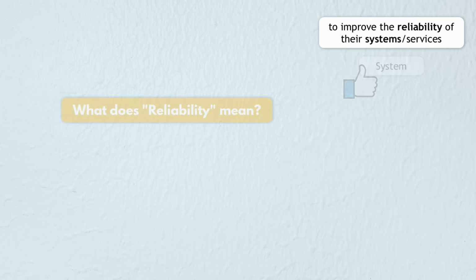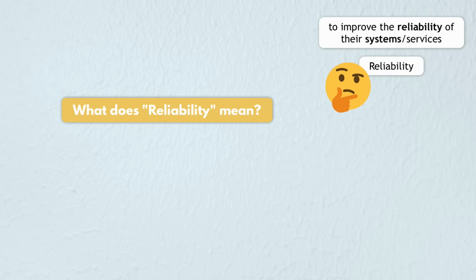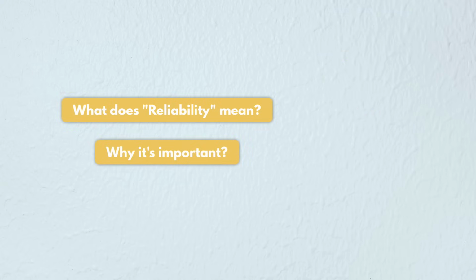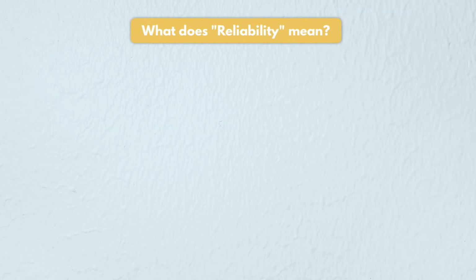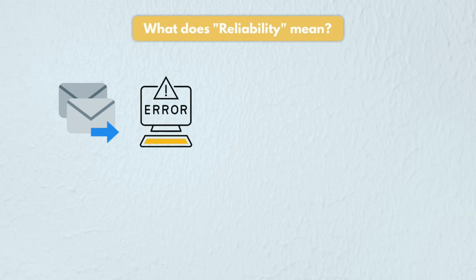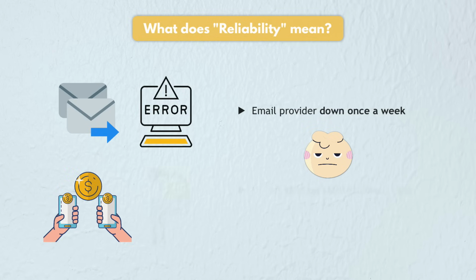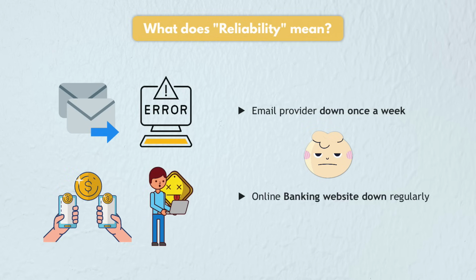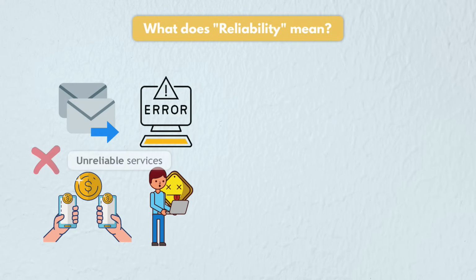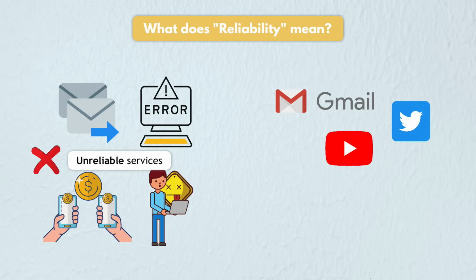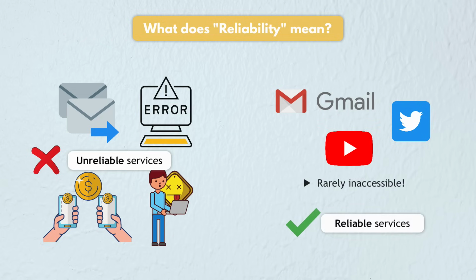Now, what exactly is reliability and why is it so important to keep our systems reliable? Imagine you work with emails daily and your email provider is down once a week, or your online banking application is down and not accessible regularly. This would be unreliable services. You can't rely that it's available when you need it. On the other hand, many popular services like Gmail, Twitter, YouTube, etc. are rarely inaccessible. So these systems are pretty reliable.